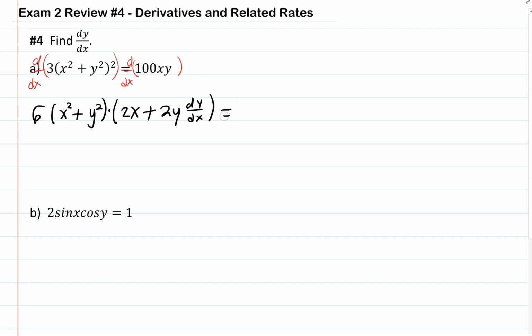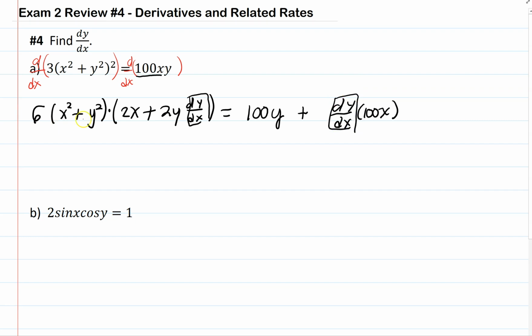is equal to, on the right hand side, you have a product, so I will treat 100x as the first term and then y as the second term. So the derivative of 100x is 100 multiplied by y, plus the derivative of y with respect to x is dy dx multiplied by 100x. So that's how the product rule works. We are looking for dy dx, so we have to go and solve for dy dx.